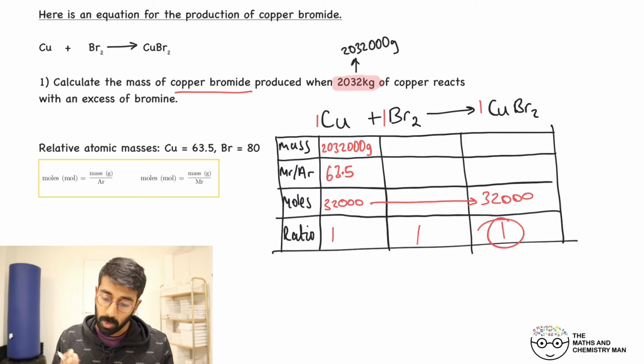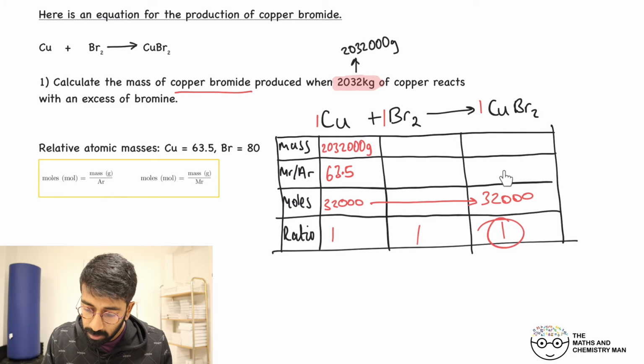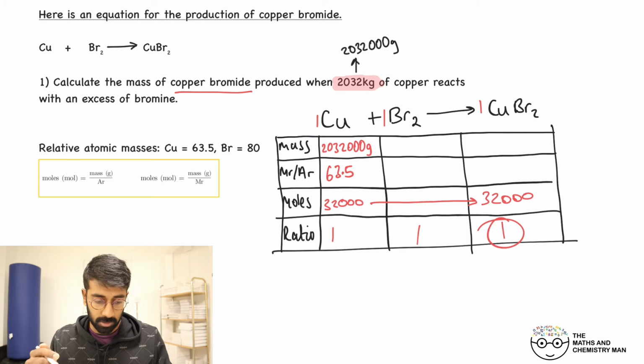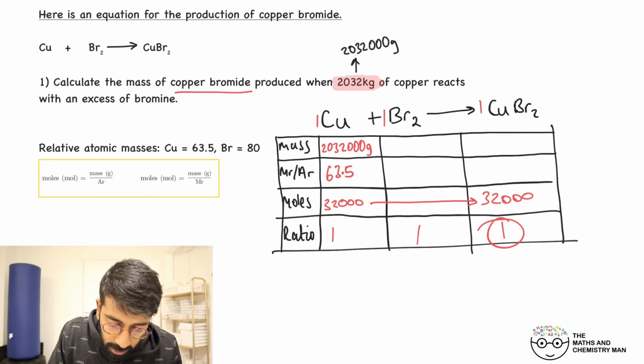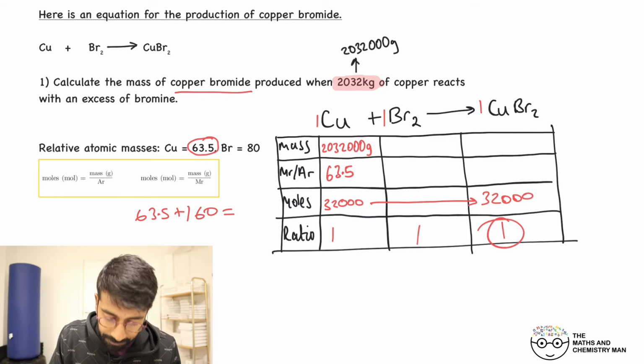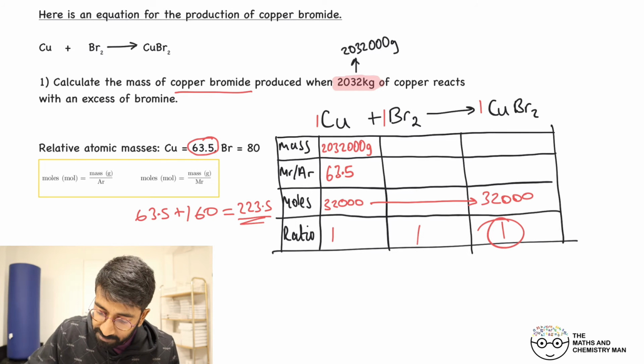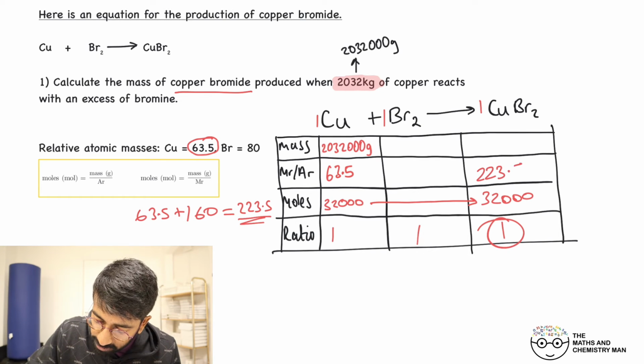Next then, we need to work our way up the table, right? So we need the Mr of CuBr2. So how are we going to work that out? Well, copper is just 63.5, so that's going to be 63.5 plus 2 lots of bromine, right? So that's plus 160. What's that going to give me? It should be 223.5. So fill that in there.